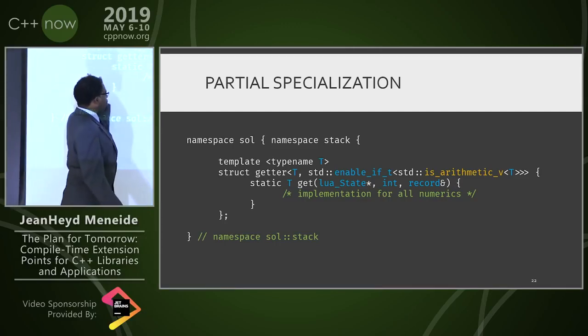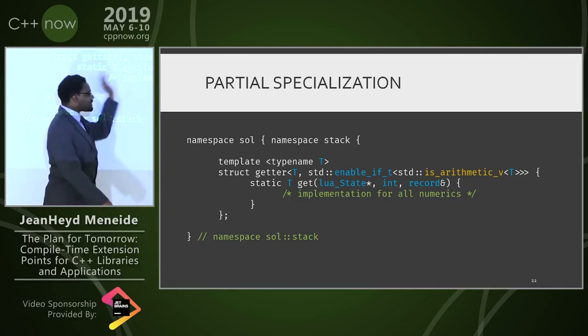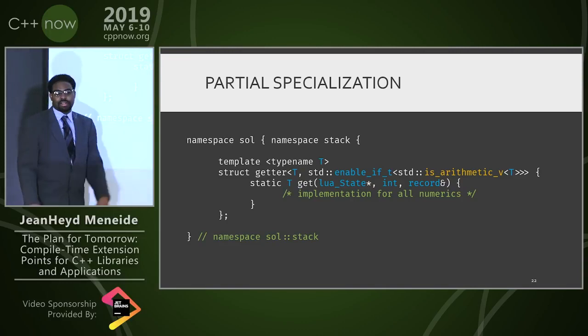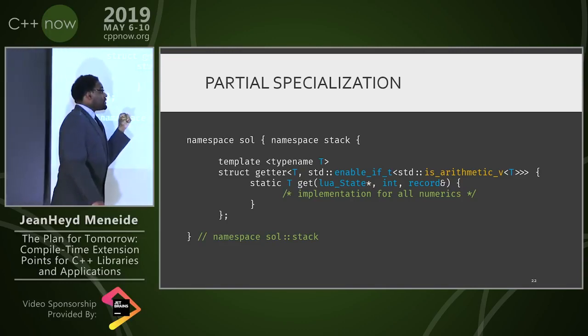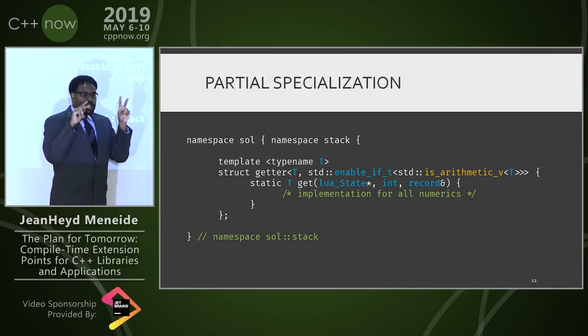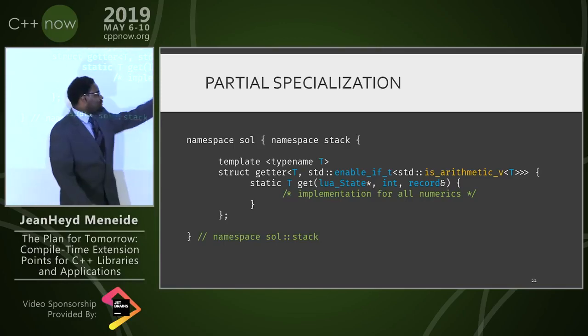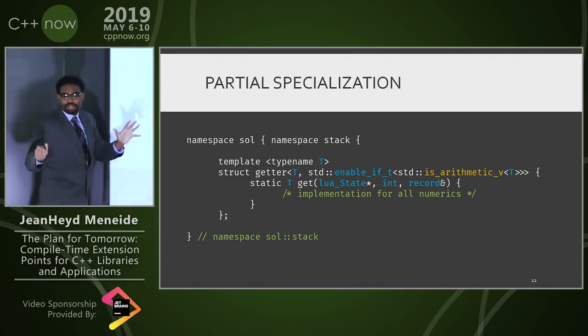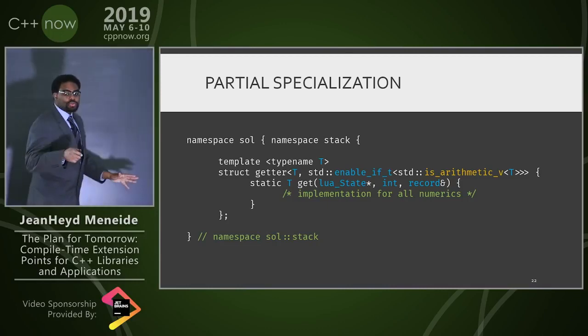So it ignores all of this. It says, I'm not going to pick this template. I'm not going to pick this code you wrote here because the substitution failed. In that way, we're able to have a partial specialization that only works for arithmetic types. Everybody understand how that works? Great, awesome.